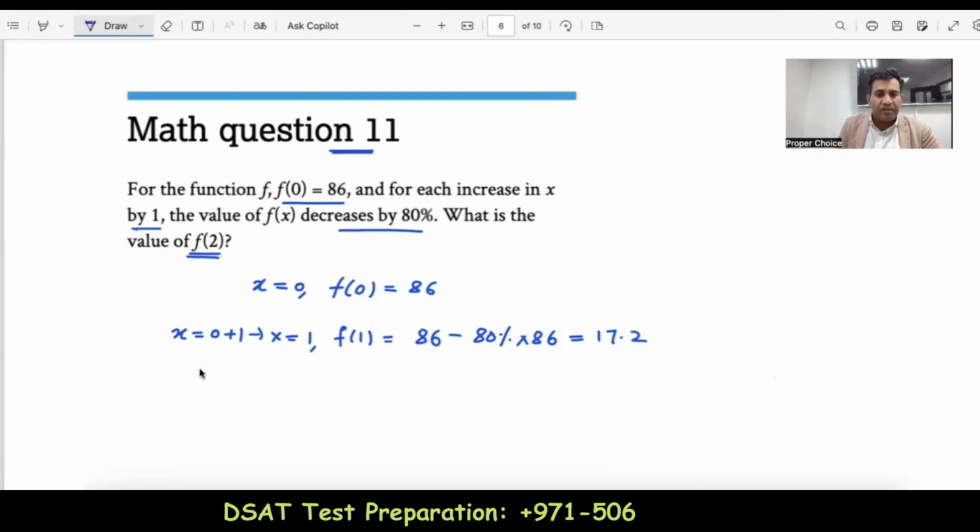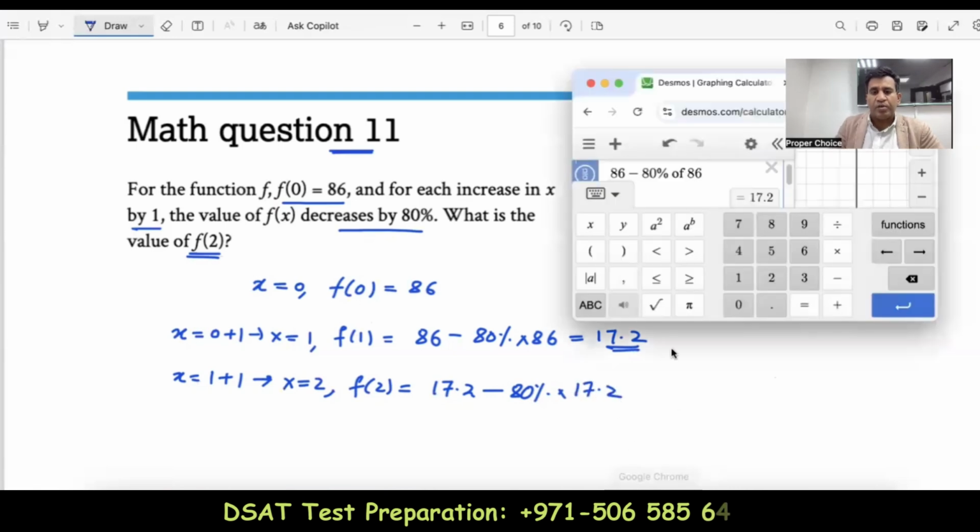Now if x further increases by 1 compared to the previous value, the new value of x is going to be the previous value plus 1, which is when x equals 2. What is the result of f of 2? That's the question. I repeat the same thing. The result of this one will be the previous value minus the 80% decrease on this, that is 80% of 17.2.